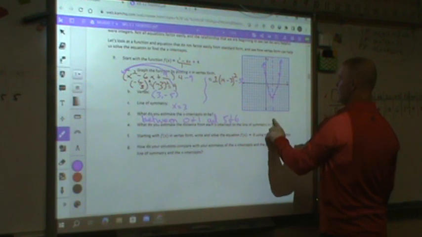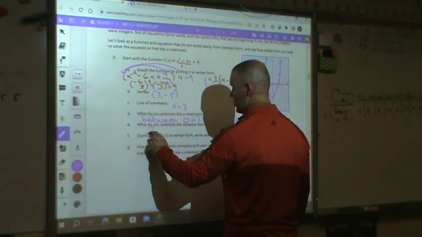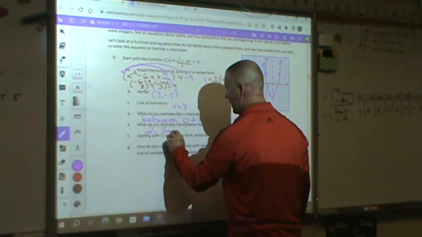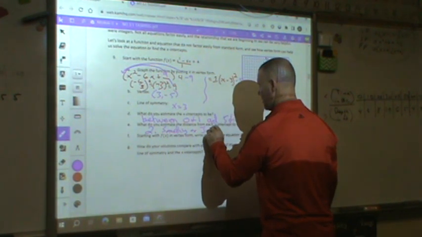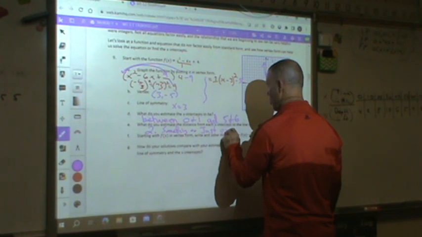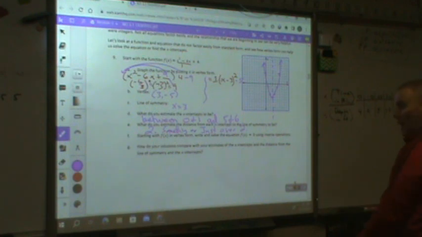Well, if the line of symmetry is 3, I'm going to estimate that distance to be 2 point something, or just over 2. 2.2, 2.3. Again, it's estimating.